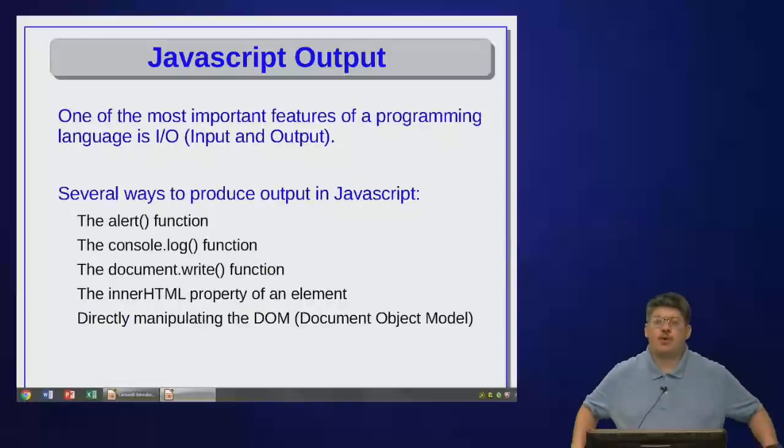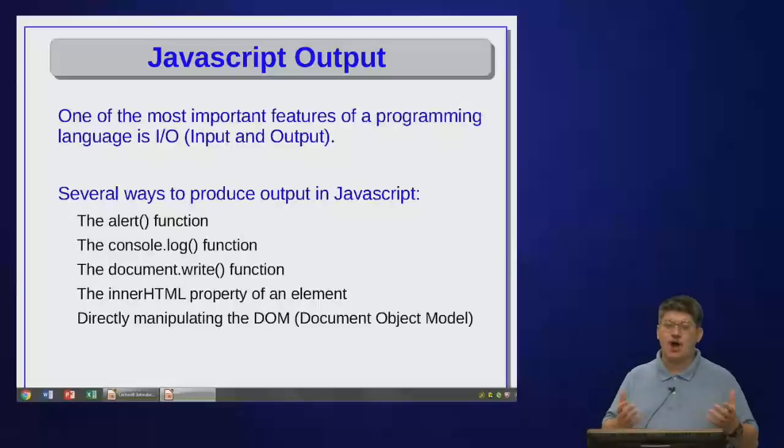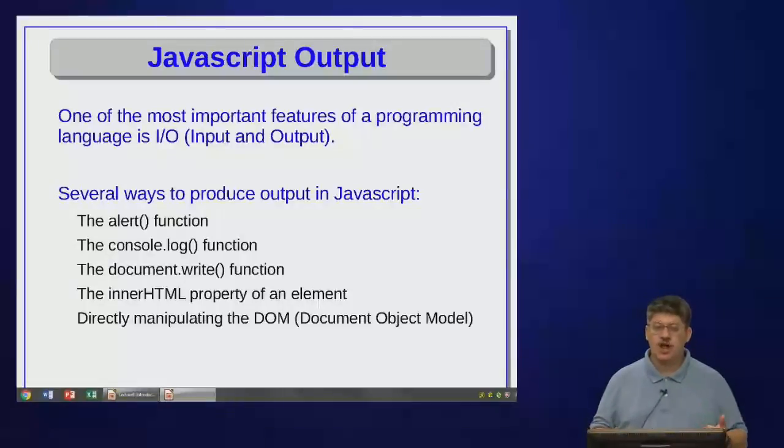So one of the most important parts of any programming language is called I/O, input and output. We've already talked about input because input in JavaScript takes the form of these events that can happen. The user clicks on something. The user pushes a key. But there are also ways to produce output in JavaScript. And we're primarily going to use two of them, but I want to mention a few others as well. We already saw the alert function, and I'll talk more about that in a minute.